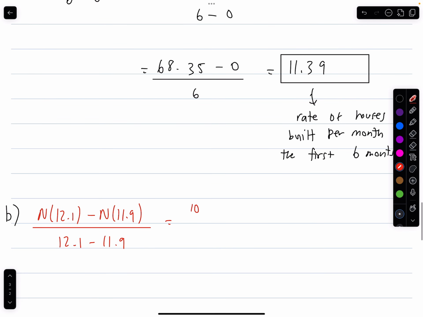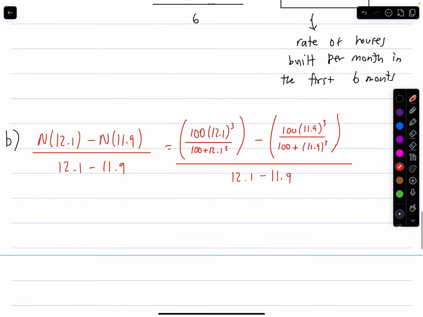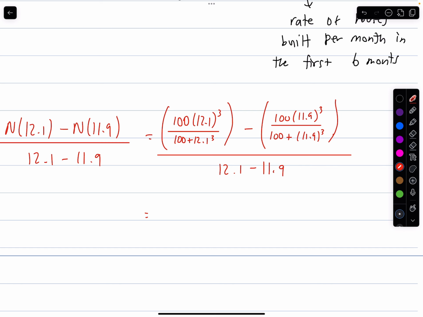So what is n at 12.1? We're going to have 100 times 12.1 cubed over 100 plus 12.1 cubed, minus 100 times 11.9 cubed over 100 plus 11.9 cubed. So notice how I'm just putting this neatly into my formula, all over 12.1 minus 11.9. Okay, so now we actually just got to do some math. So I'm just going to put this in my calculator.